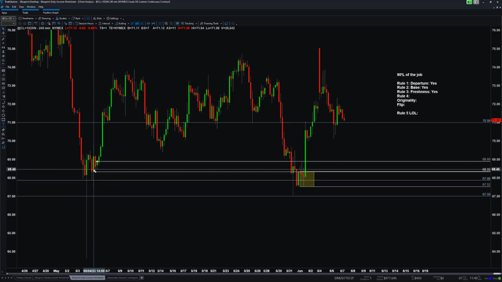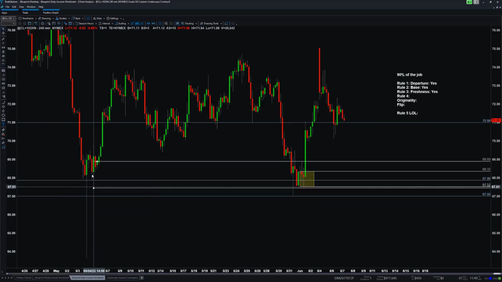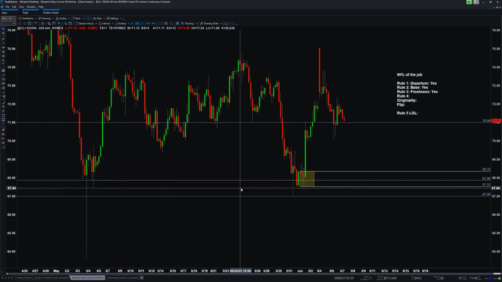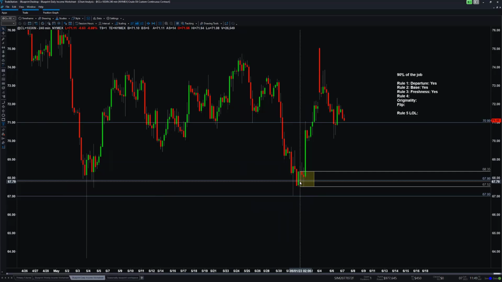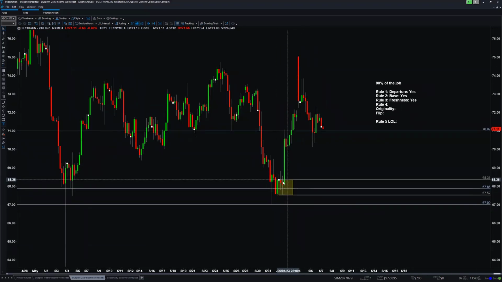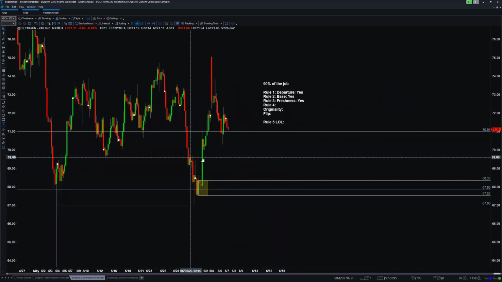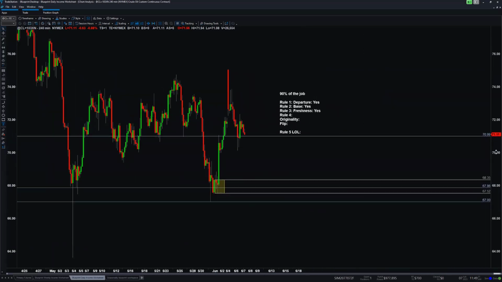Seems like there could have been a rally-based rally or a drop-based rally here, which means that this area could be non-original, but it could also be original if you saw it as a drop-based rally. However, in the bigger context of things, I would even argue that this is a right.